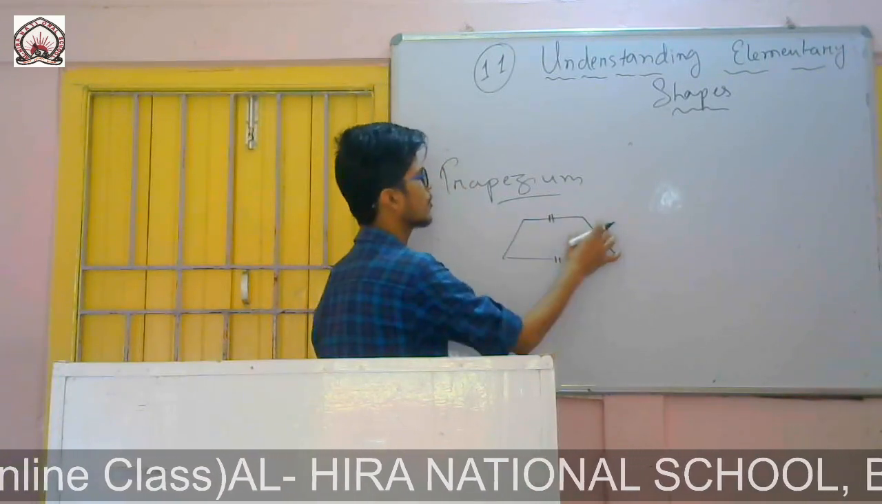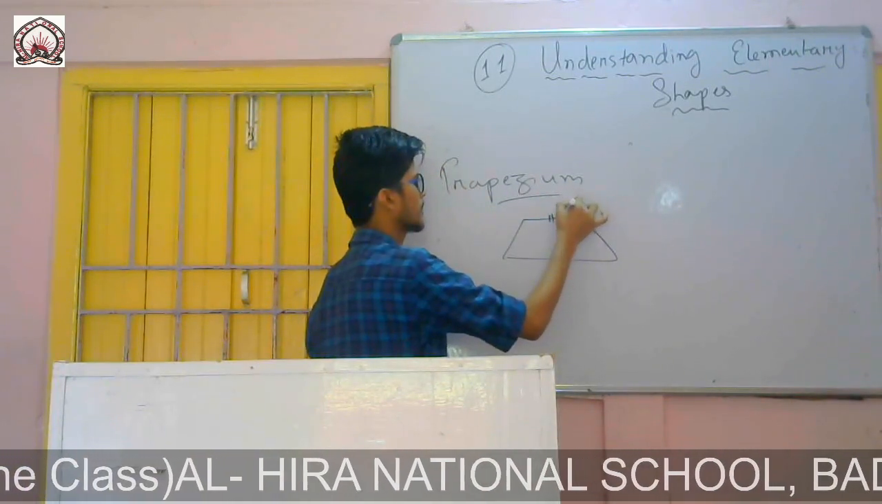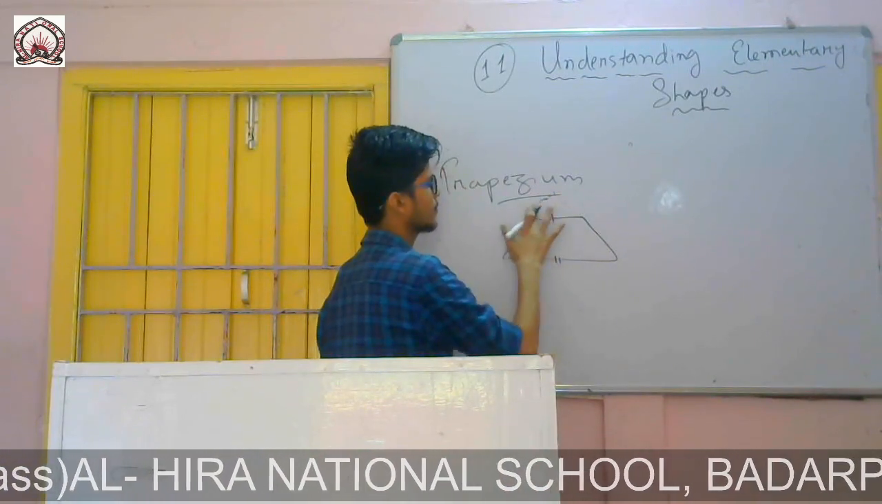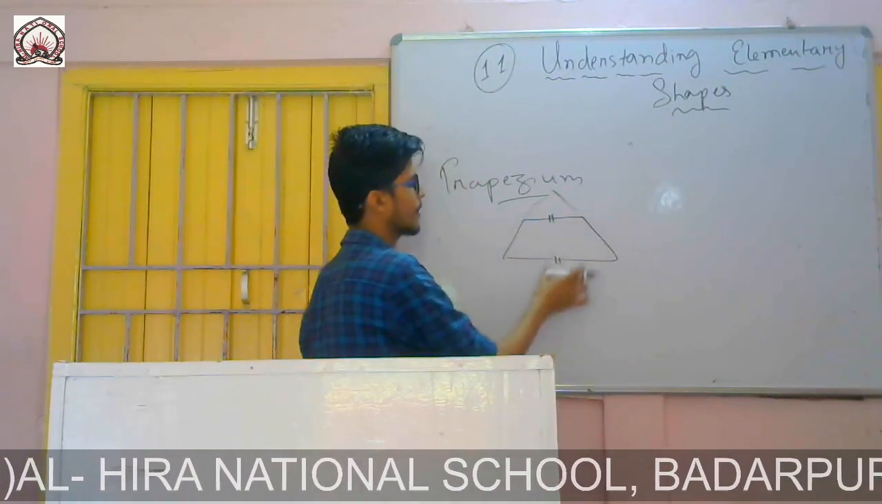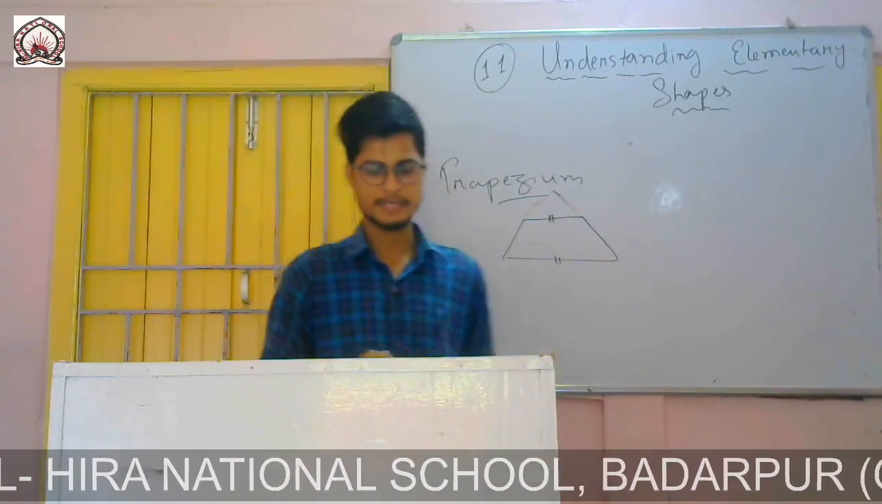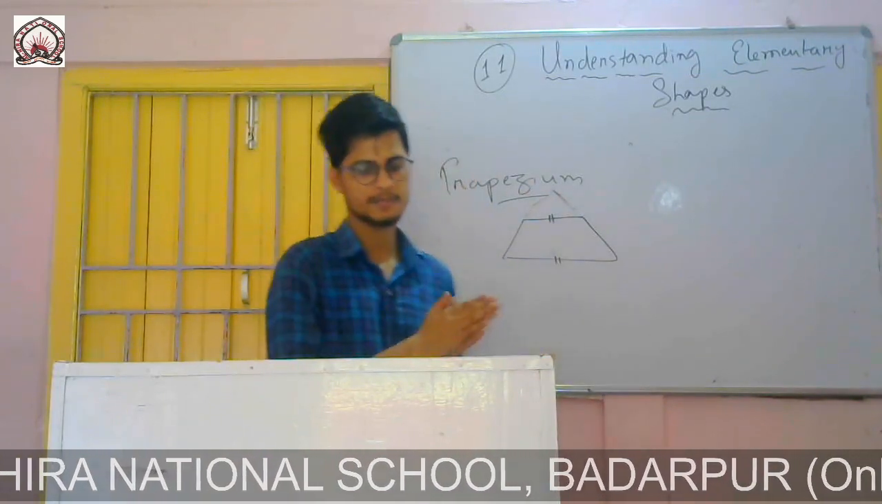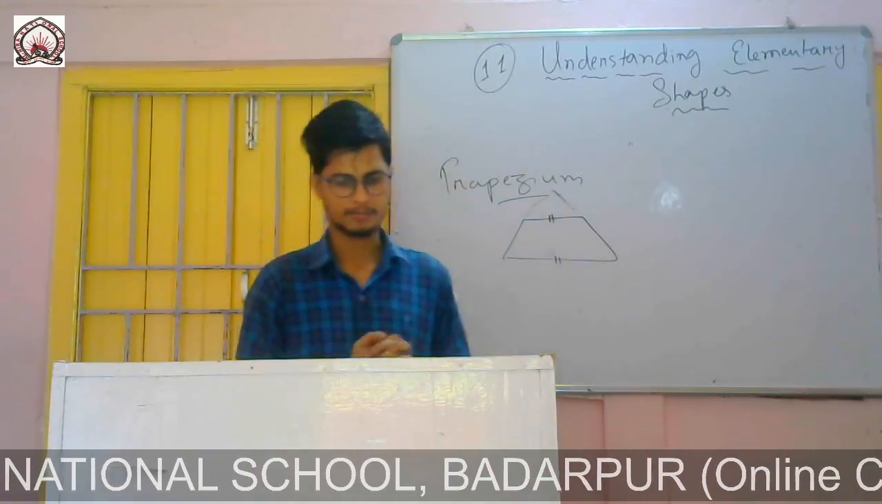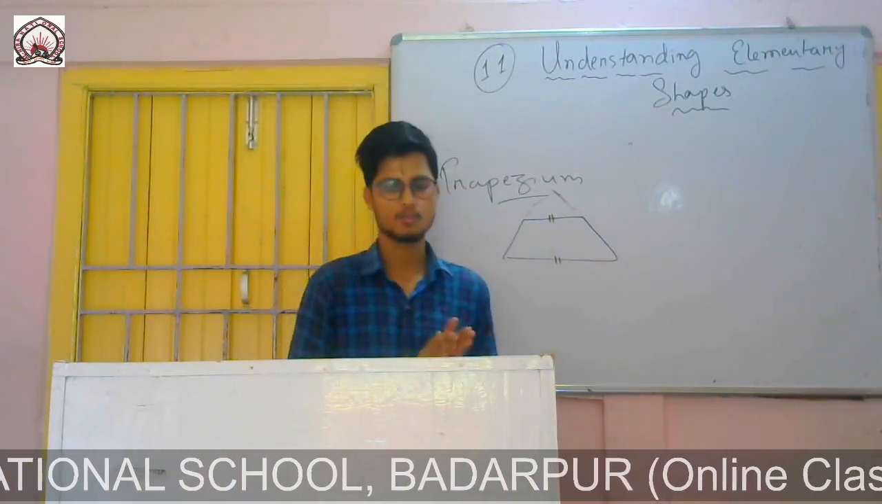These two sides are not parallel. At some point they will meet. If I go on joining this, then at some point they will meet. Only one pair of parallel sides, so it is a trapezium. To be a trapezium, it should have only one pair of parallel sides, and those should be opposite to one another.